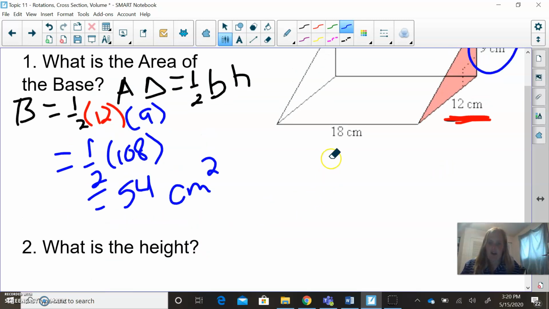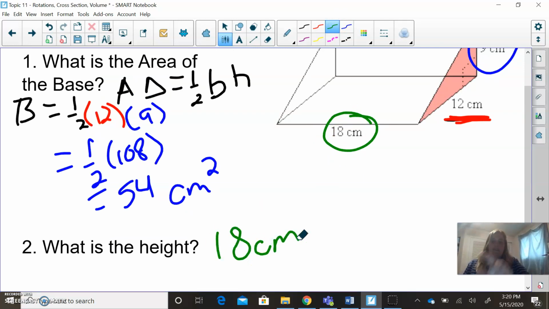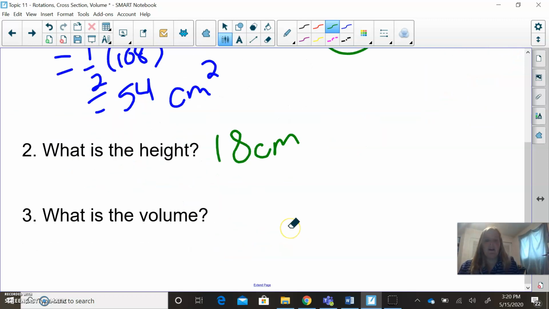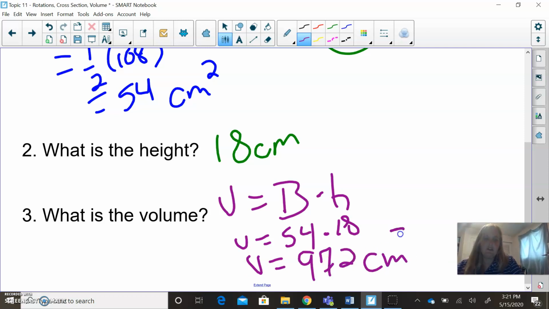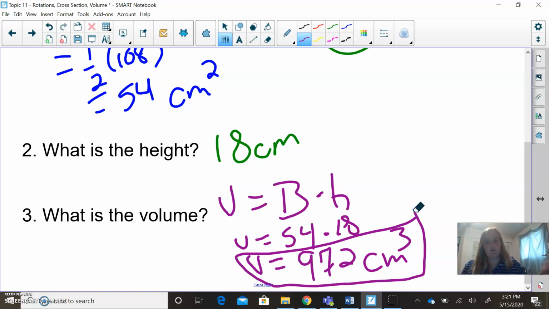Now it's going to ask what is the height, and our height comes from here. That's the 18 centimeters. So you're going to take the 54 and multiply it by 18. So volume equals big B times H. So volume equals 54 times 18. 54 times 18 is equal to 972 centimeters cubed. Boom. Alright.